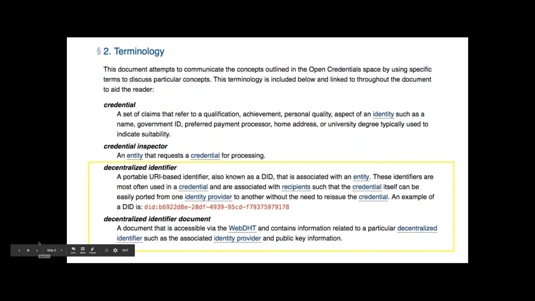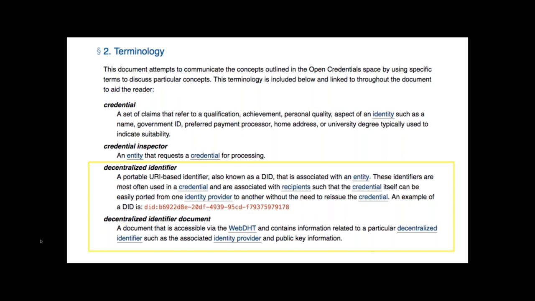Drummond, I don't know if you want to provide a different perspective. I know you have been involved in the Internet Identity Workshop for many, many years and various other identity initiatives. How about your perspective? Where did this concept of decentralized identifiers come from, from your perspective? It's a great question, Manu, because you're right.